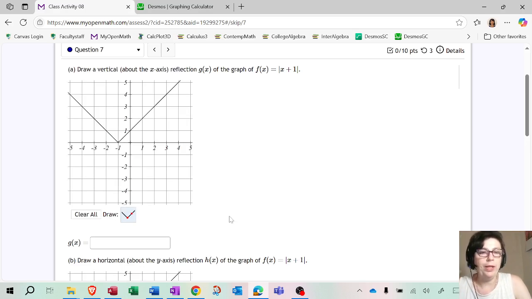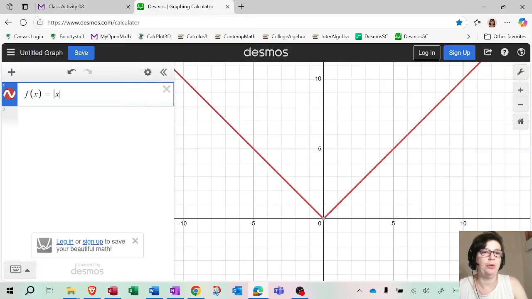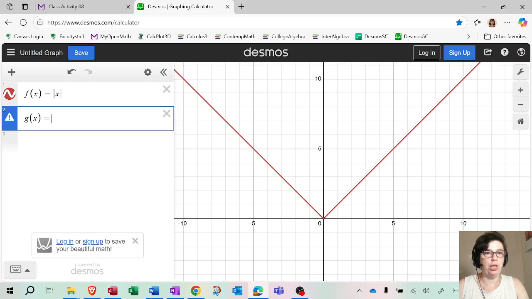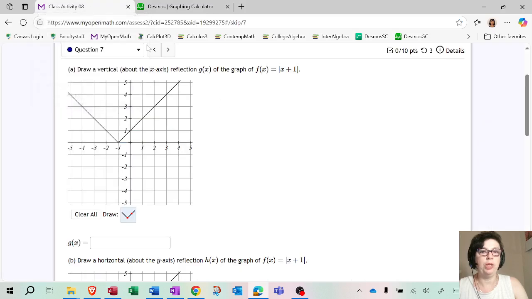Okay, so what happens with the graph of absolute value of x, first of all, when x changes to x plus 1? So hopefully by now you know that that results in translating the graph 1 unit to the left. Okay, so this is your familiar V shape, which is the absolute value. And then if I were to change it to x plus 1, that shifts us 1 to the left. Now what I need to do is reflect it about the x-axis.